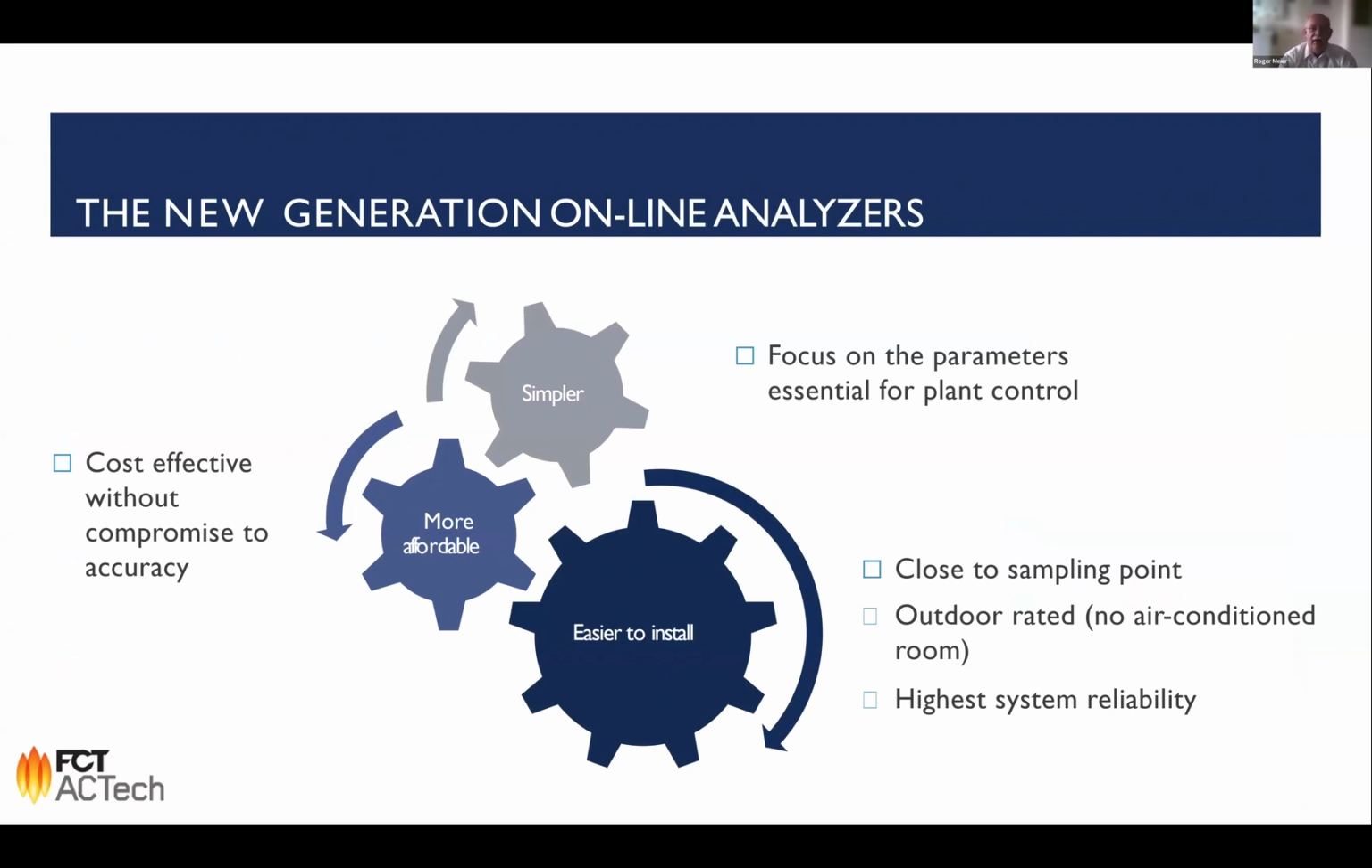FCT is already more than 25 years in the field of building these online analyzers. The origin of the company was a cooperation between CSIRO, Adelaide Brighton Cement, and FCT. And over the years, of course, we made all possible mistakes. But the good thing is we learned from these mistakes.